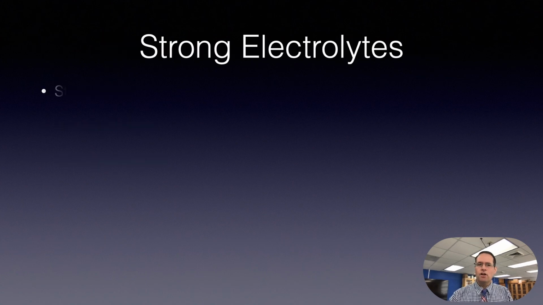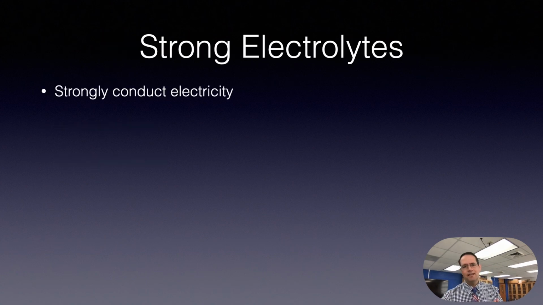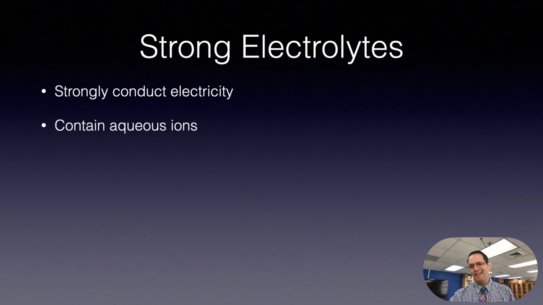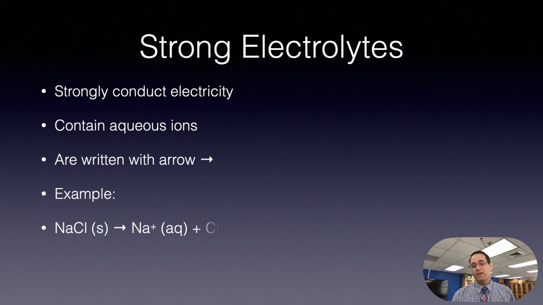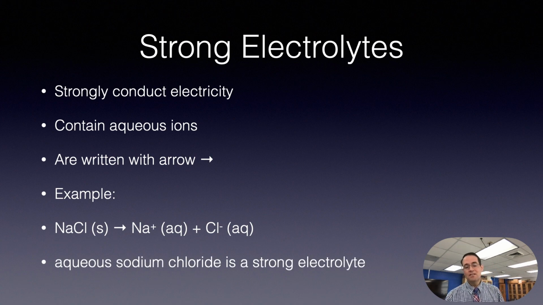Okay, now strong electrolytes strongly conduct electricity. I'll show you what that means later on. But basically, they contain aqueous ions. So they're written with a reaction arrow. And so, for example, if you have sodium chloride, barium chloride, sodium nitrate, anything that's an ionic compound that's soluble in water, we just draw the solid form dissolving to form the aqueous ions. And because of that electrically charged ion mixture in the homogeneous solution, it can strongly conduct electricity. So we say aqueous sodium chloride is a strong electrolyte.